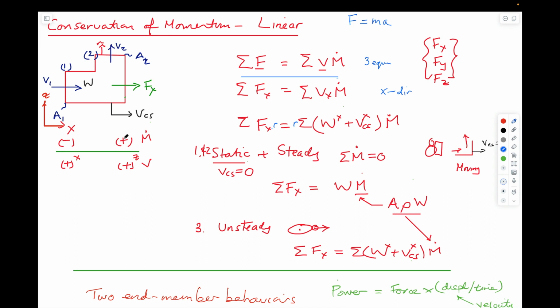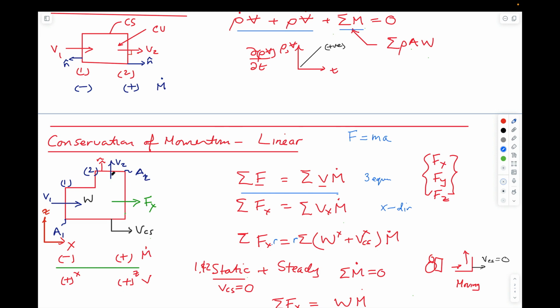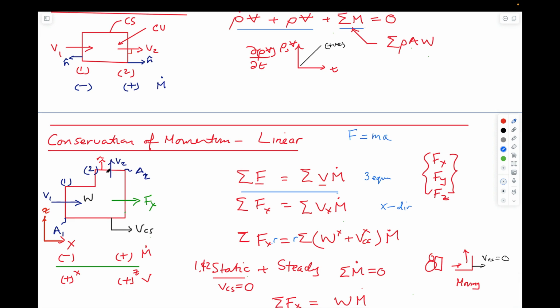Velocity v2 is positive because it's out of the system. It's going across this boundary. And volume mass rate number 1 is across this boundary here. It's going into the system, so it's negative. So that's exactly the same as it would be for this system. It's just that we've drawn this going out through the top of the control volume.